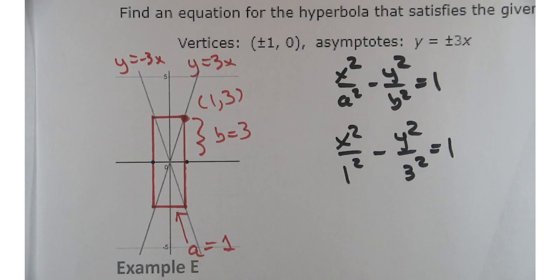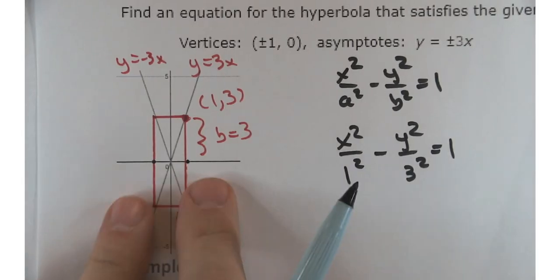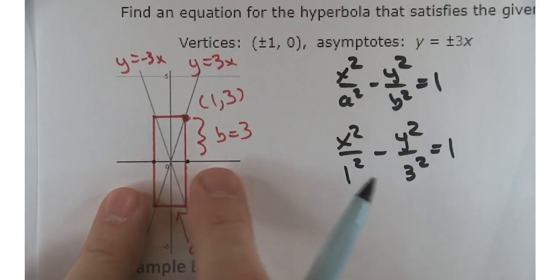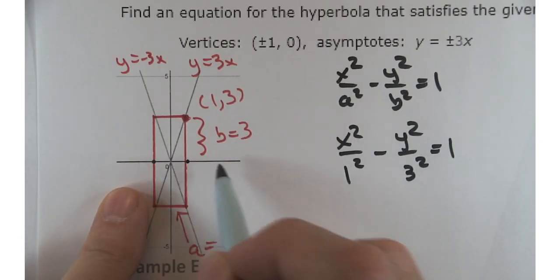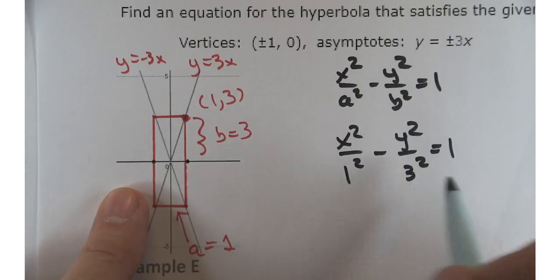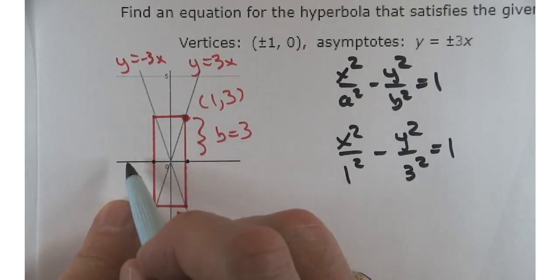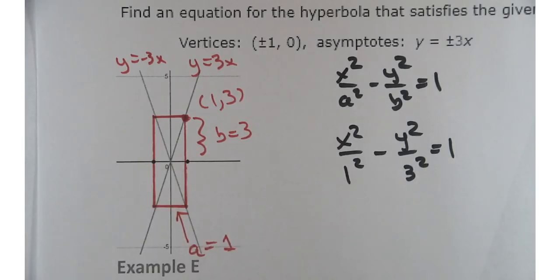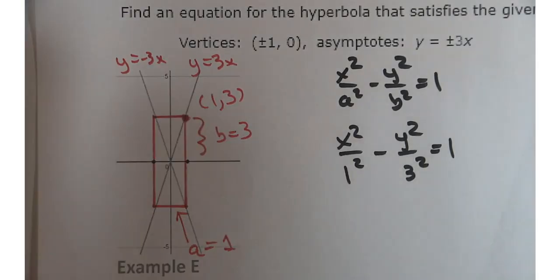Beautiful. And then you're not asked to find anything else. You could find the foci if you wanted to, or if you're asked to. It's just going to be a distance of the square root of a squared plus b squared. 1 plus 9 is 10. Square root of 10 here, square root of 10 there. That would be your foci. All right. Looking good on these.